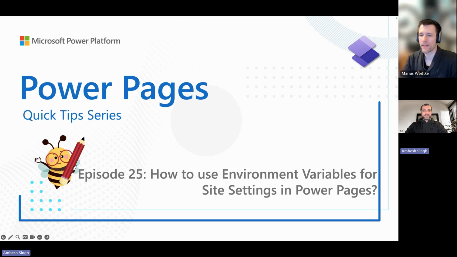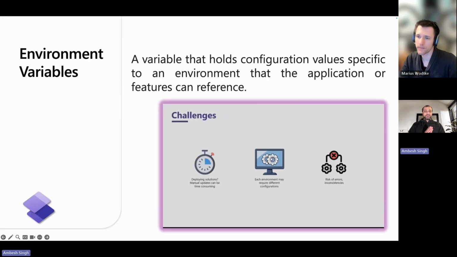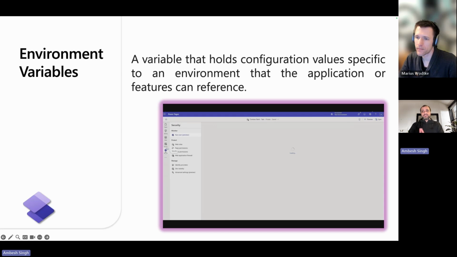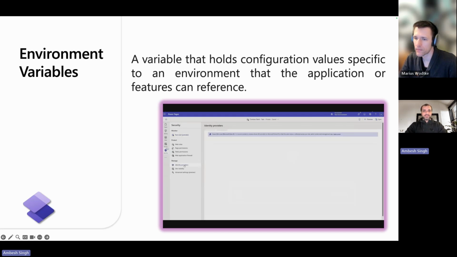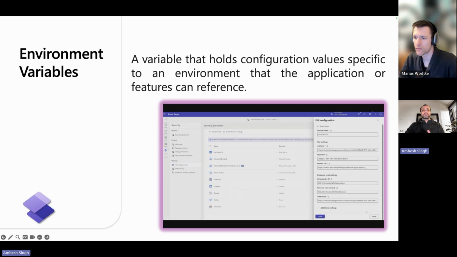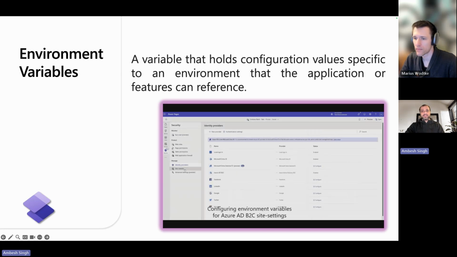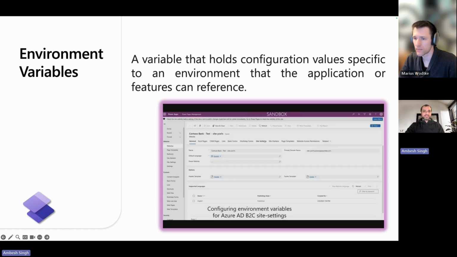In this episode, we will delve into how to use environment variables for site settings in Power Pages. So let's get started. To understand how environment variables can be used with site settings, familiarize yourself with environment variables. Environment variables are variables that hold configuration values specific to an environment, which the application or features can reference.